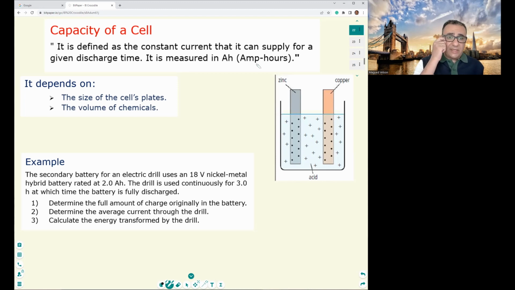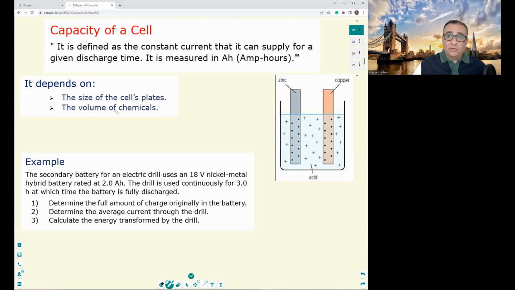Now this capacity depends on two main factors: the size of the cell's plates. You may have the same chemical composition inside the cell, but a different cell may have bigger plates.